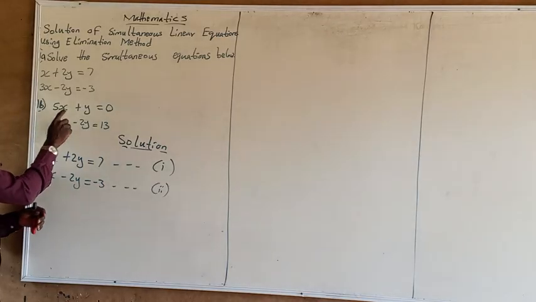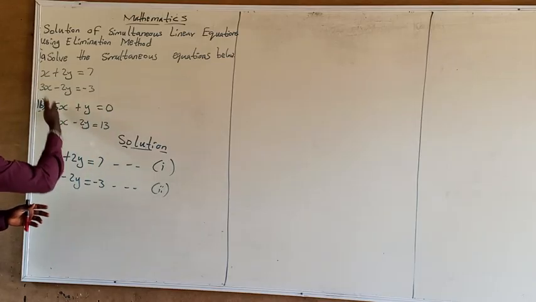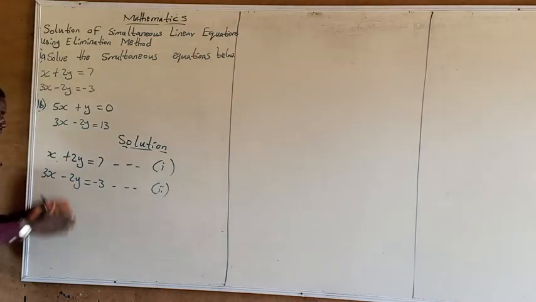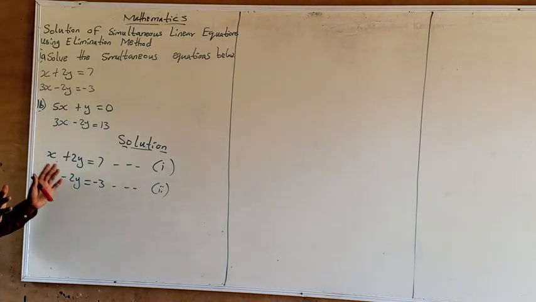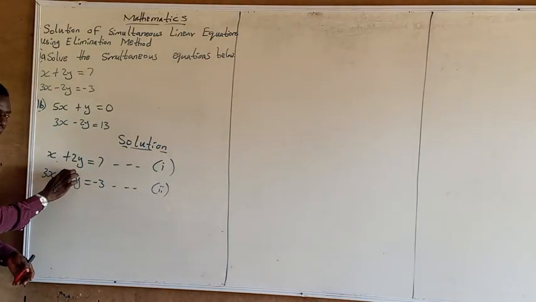In our B, if you check, B is different from A because the coefficients are not the same. I will show you how to do it when the coefficients are not the same. But if the coefficients are the same, just go straight to the point. Now, think of the sign you will put here.